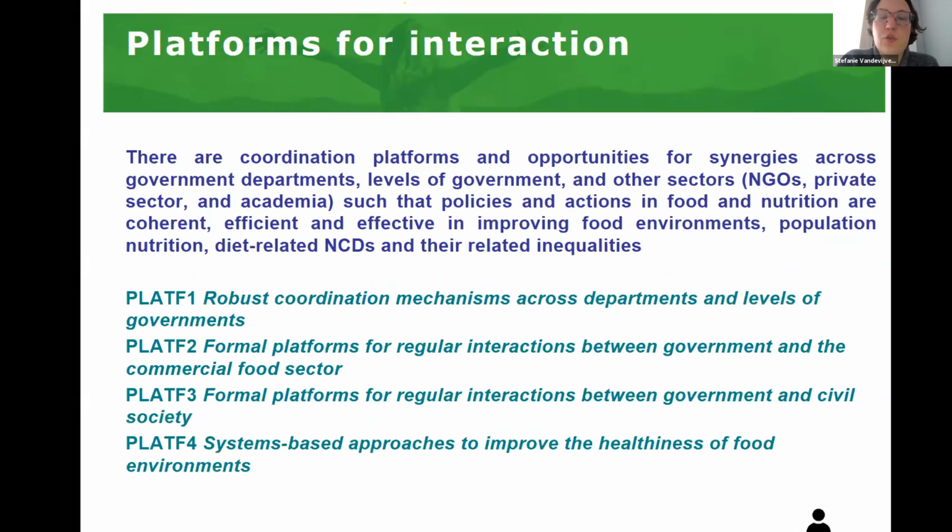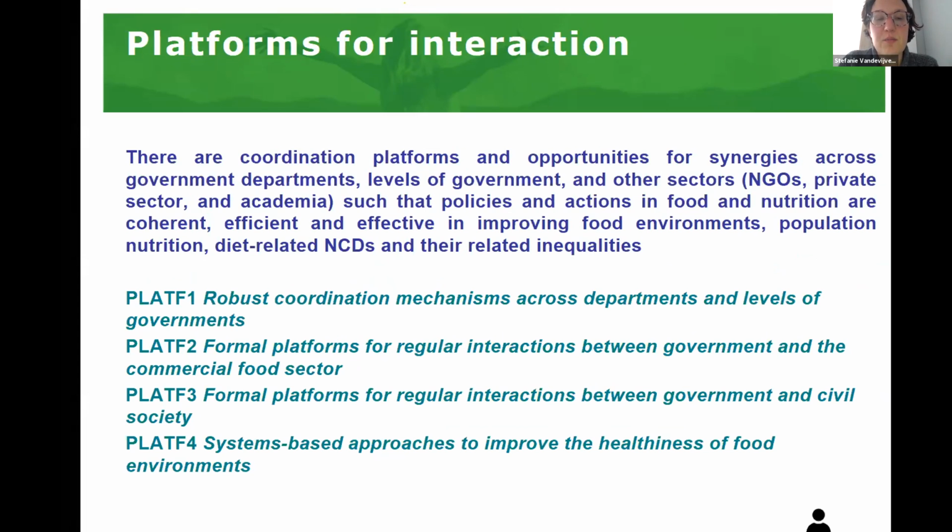The next domain is looking at platforms for interaction, which is of course important as well. The first indicator is looking at platforms across government departments, but also across levels of government, like regional and federal, for example. The second one is looking at platforms between government and the food industry.